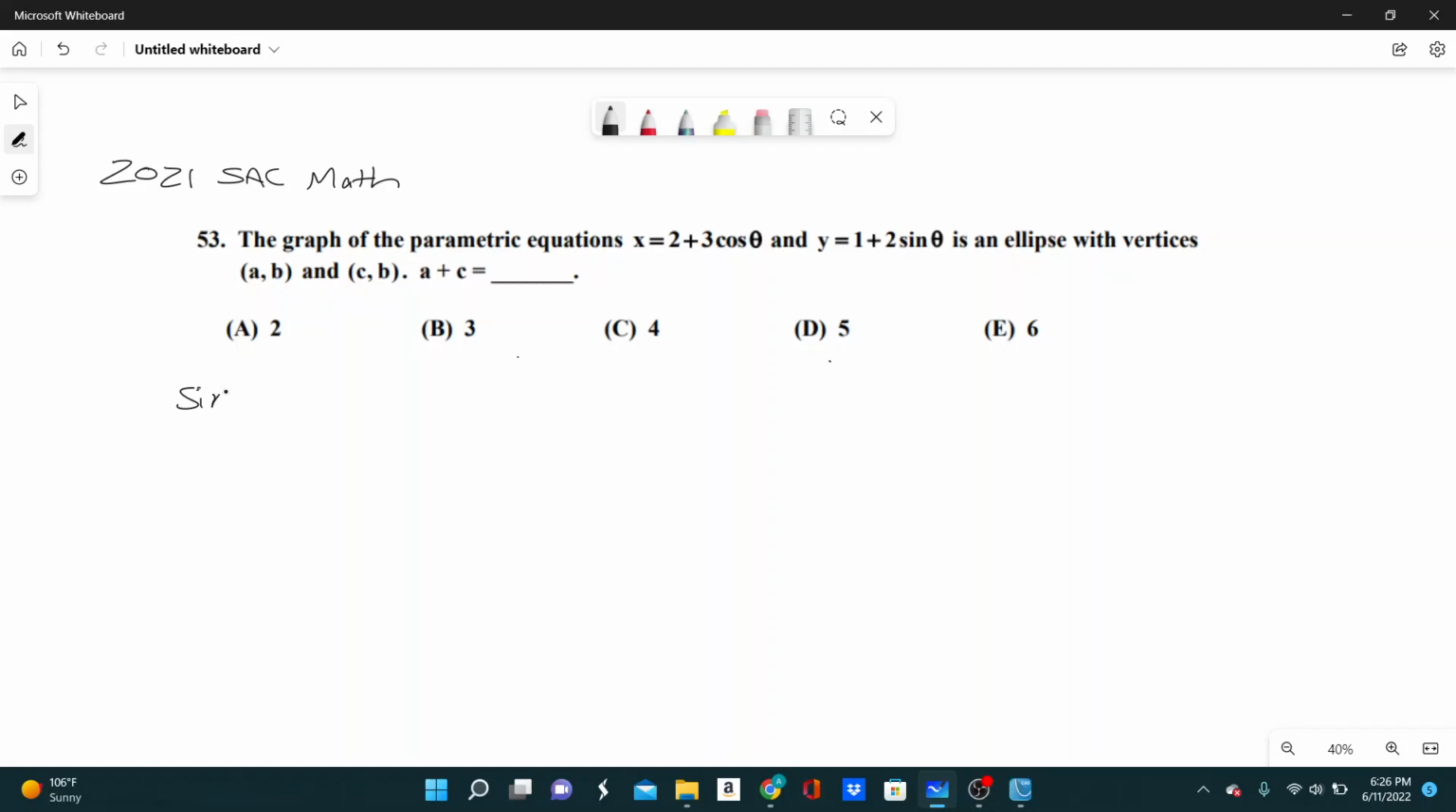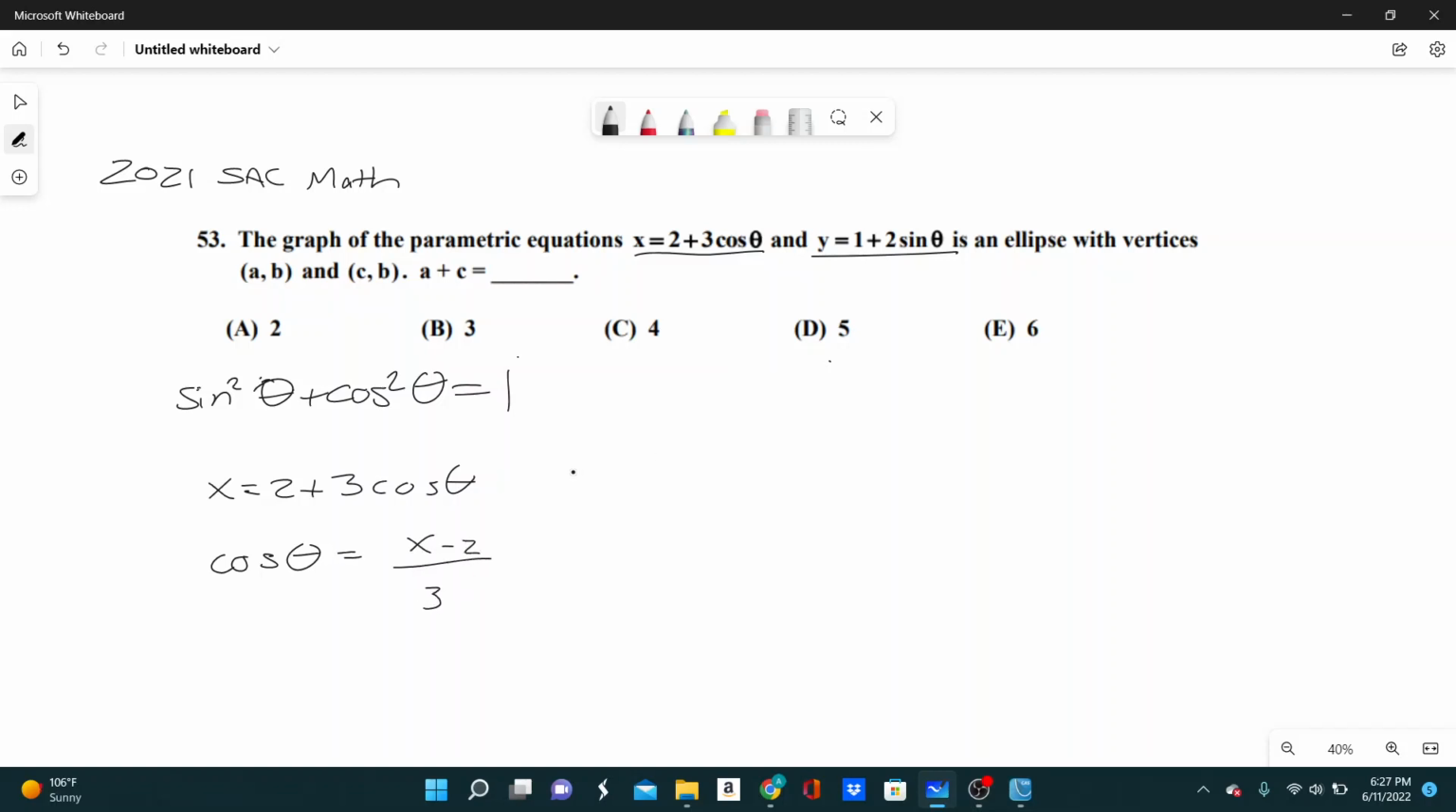says that sine squared theta plus cosine squared theta equals 1. So, I am going to take each of these parametric equations and I'm going to solve them for their trig function. So, x equals 2 plus 3 cosine theta means that cosine theta equals (x minus 2) divided by 3. And if y equals 1 plus 2 sine theta, then sine theta must be (y minus 1) divided by 2.